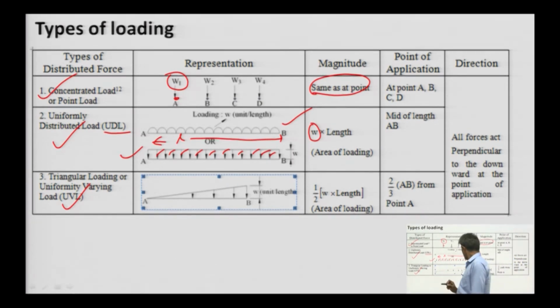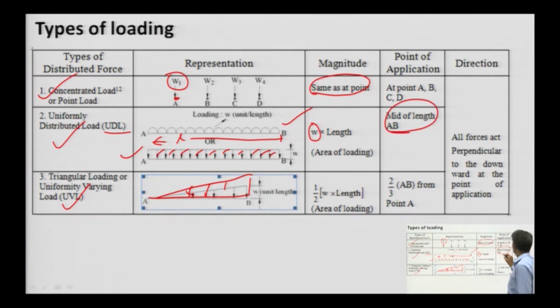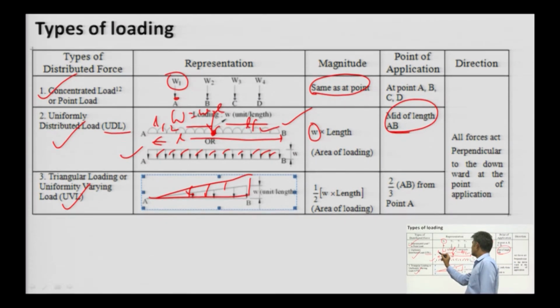In UVL, meaning triangular type of loading, and one more thing, in the case of UDL, the point of application will be where? The mid of the length, this point here will be considered. The equivalent force can be replaced here, equivalent, not the same. And the total weight W is equal to small w into L at the mid, meaning if it is L, then L by 2 and L by 2 here.